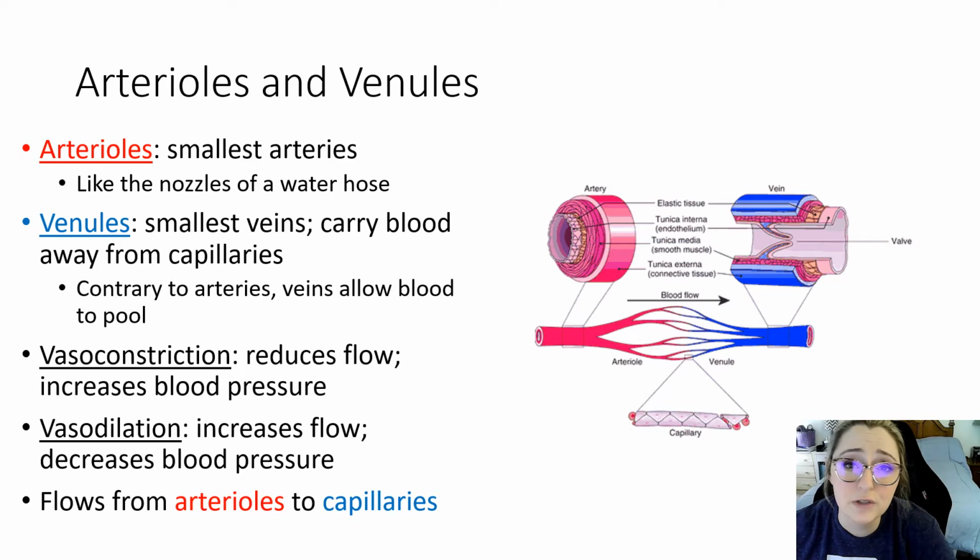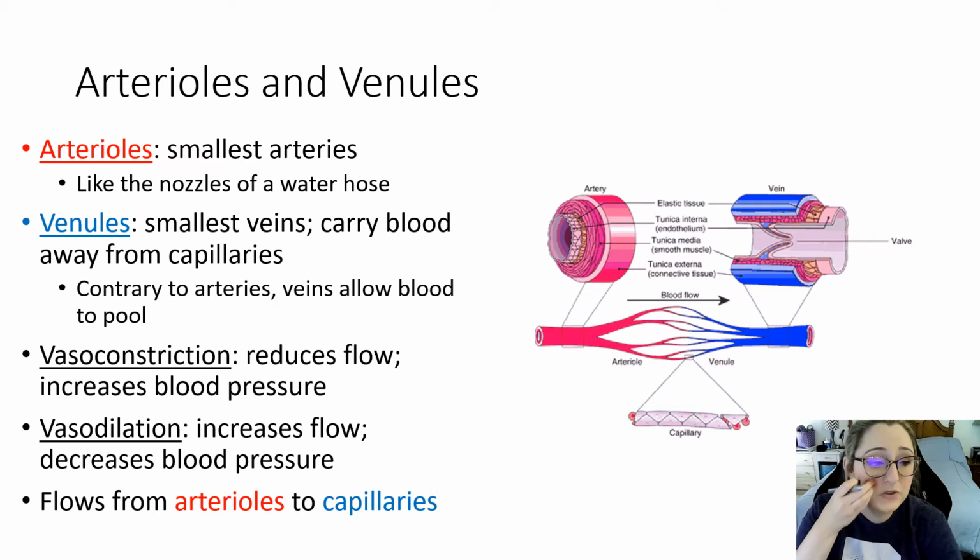So arterioles and venules are going to be the smaller forms of arteries and veins. Arterioles are what determine blood pressure, so make a little note of that. That is where you're going to have the majority of your blood pressure coming from. Venules are like small veins that carry blood away from capillaries. Arterioles bring blood into the capillaries.